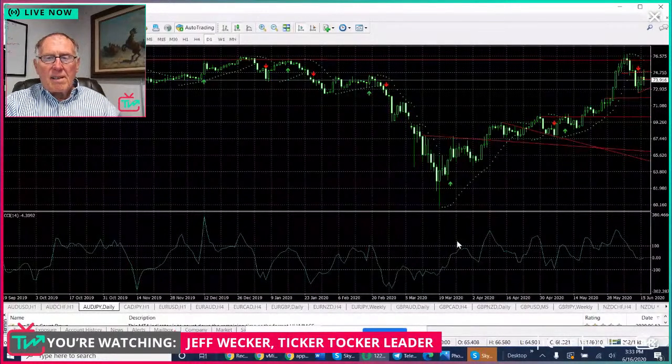The second hint that there's a reversal is the change in the dots. These dots are the parabolic stars. You can read about the math behind that, but what it is showing us is a change of direction is coming. So when the dots flip from going down to going up, that's the second sign to me that there's been a reversal in price.